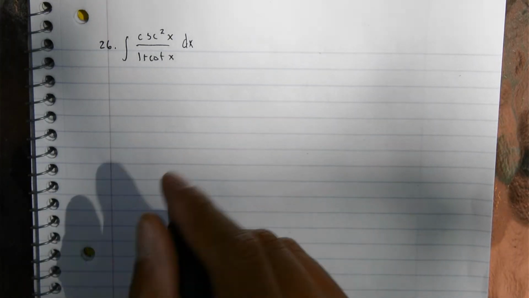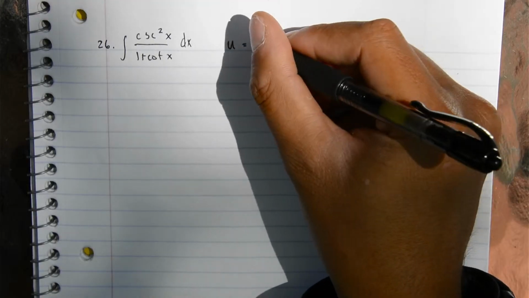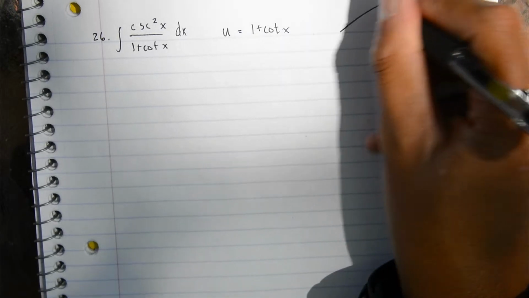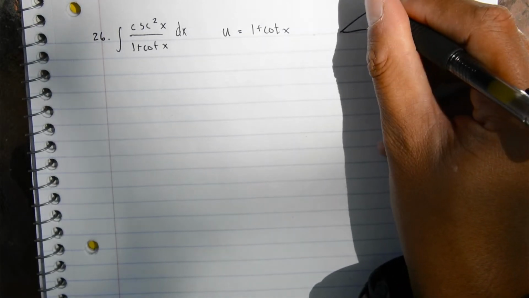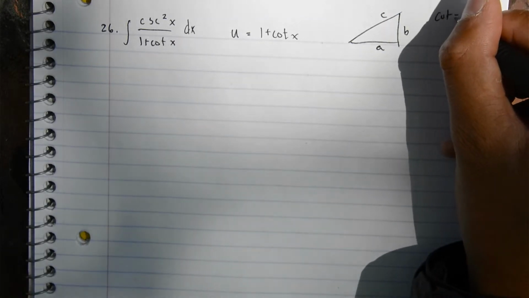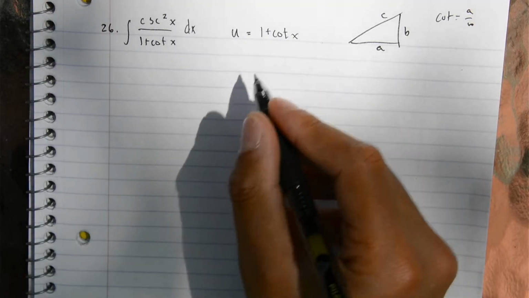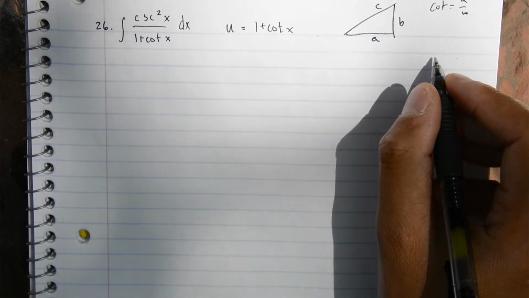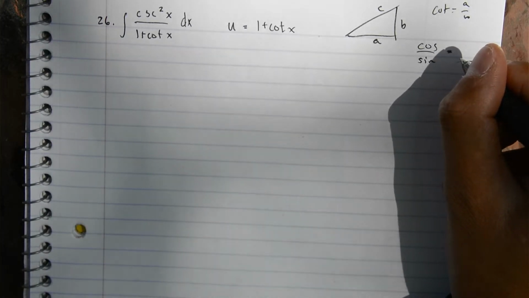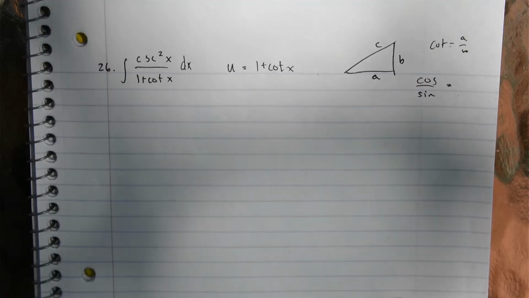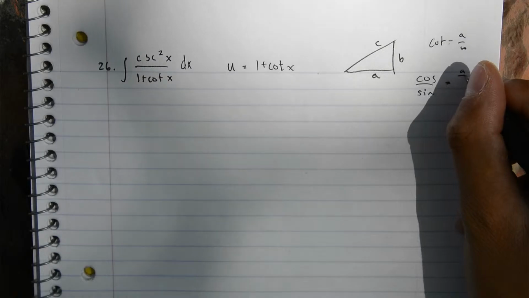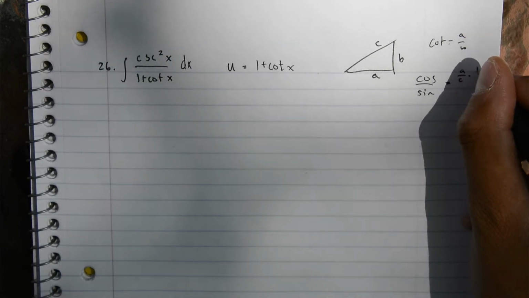You know what I think you're supposed to do? I think you're supposed to say u is equal to 1 plus cot. Because I think, okay, so cotangent, I'll never ever stop doing this. This is always what I do. So cotangent is going to be a over b. But it's also, that means that it's going to be cos over sine. Because that's equal to a over c times b over c.